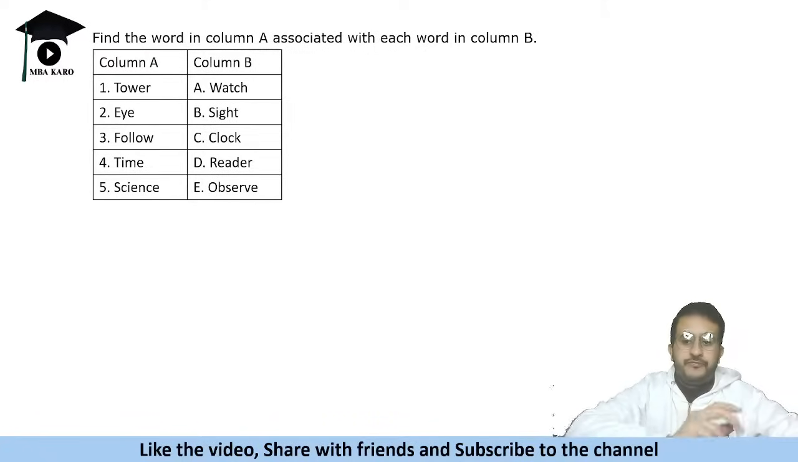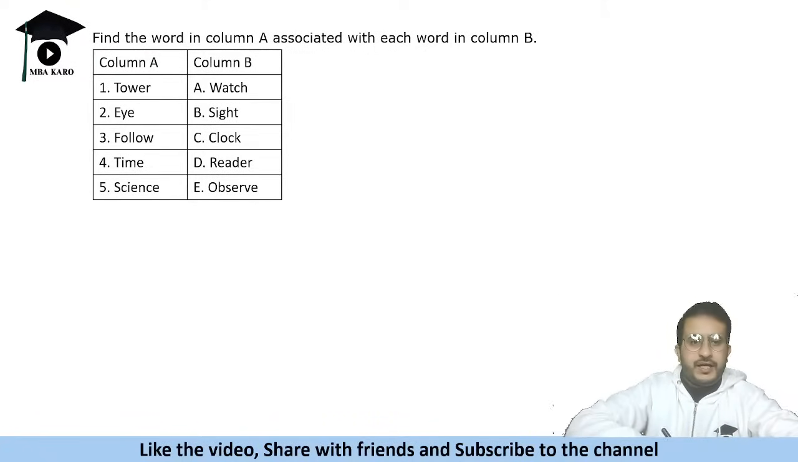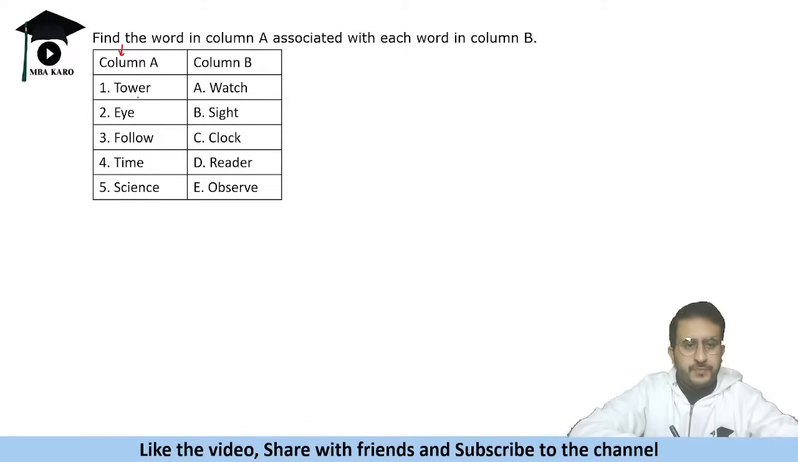Watch... you have to tell in column one. The answers are out of these words. You have to tell from, like, I have not given the options here. Actually options will also be there in the exam. Okay, so you need to tell from the first column. The options are basically tar, I, follow, time and science.